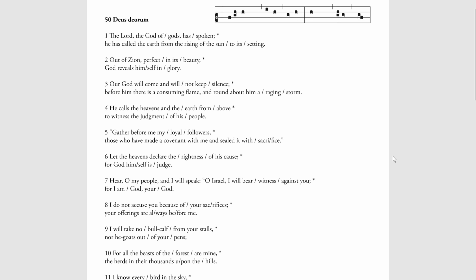So, here we go. The Lord, the God of gods, has spoken. He has called the earth from the rising of the sun to its setting. Out of Zion, perfect in its beauty, God reveals himself in glory. Our God will come and will not keep silence. Before him there is a consuming flame, and round about him a raging storm. He calls the heavens and the earth from above to witness the judgment of his people.